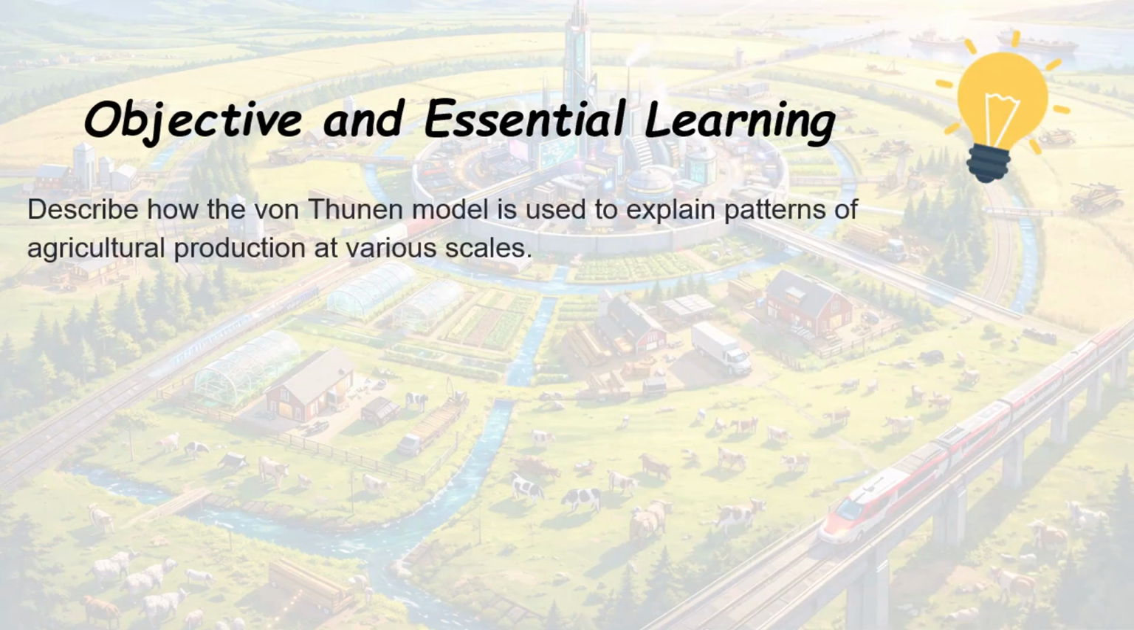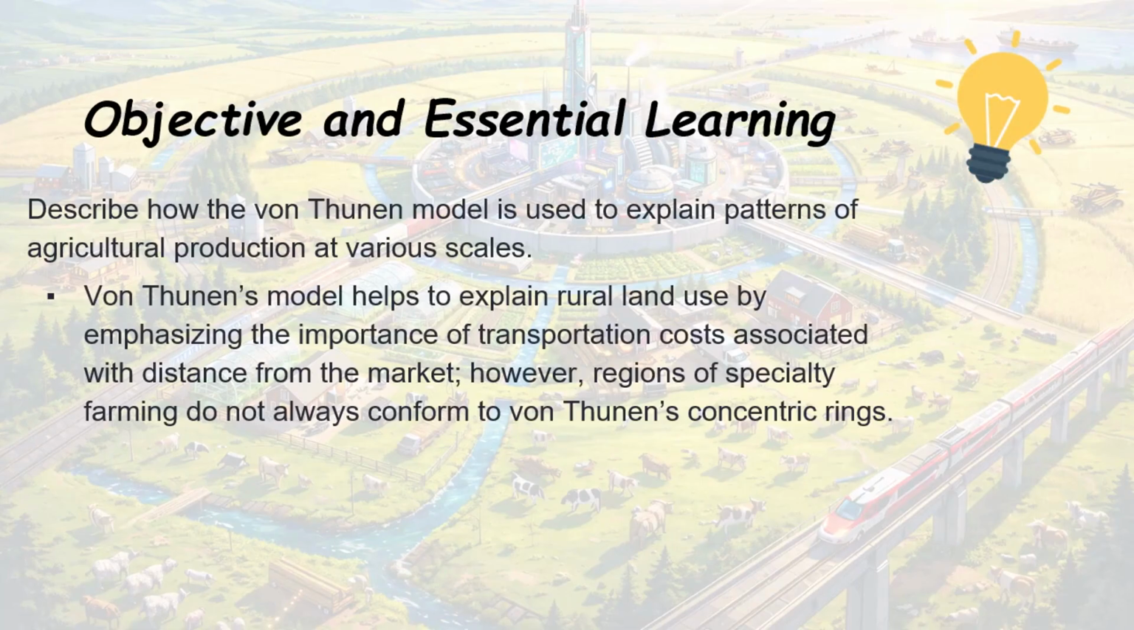Today we're turning farming into a map you can actually predict, not just people grow stuff somewhere, I guess. This objective is telling you to describe how the Von Thunen model explains patterns of agricultural production at different scales. Translation. Why certain kinds of farming pop up closer to a market, and why other kinds get pushed farther out. That little light bulb up there? That's your brain right now.